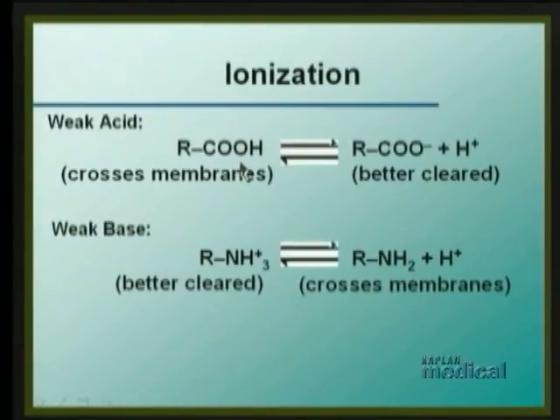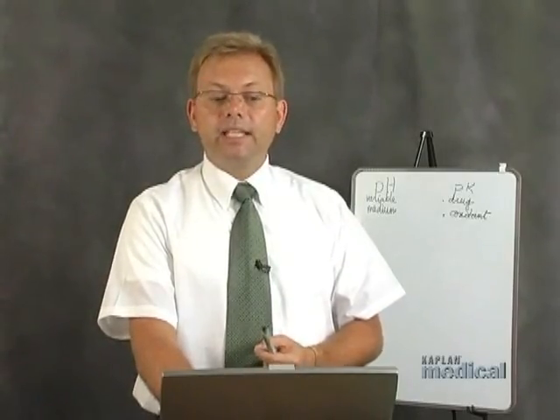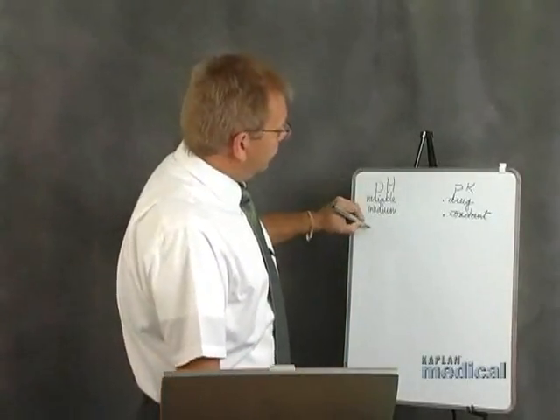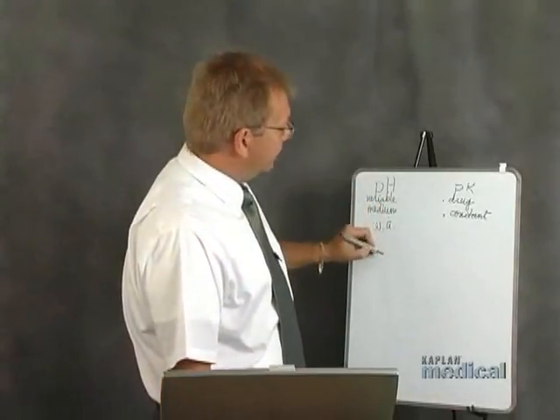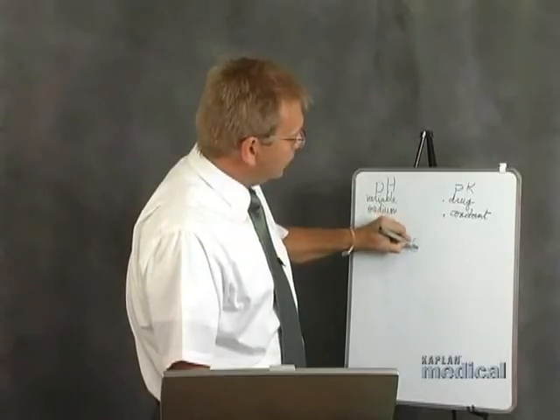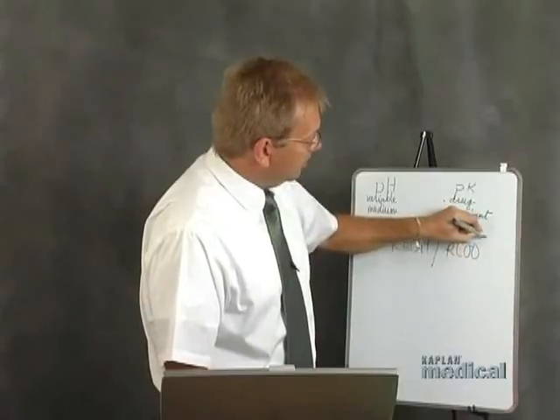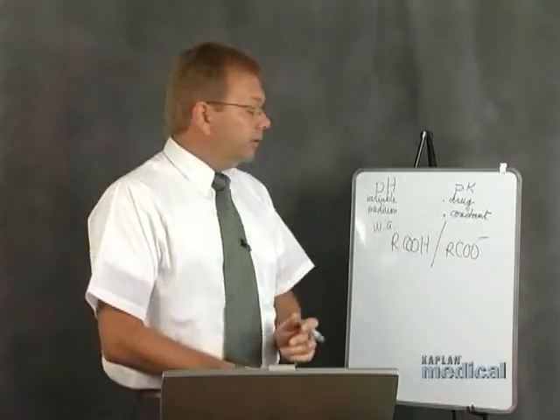When do you see the weak acid drug mainly as COOH, lipid soluble? When do you see it mainly as COO minus, water soluble and better cleared? It all depends on the pH of the medium and the pK of the drug. Let's go back to the board. If I call WA a weak acid, and if I write down the fact that it exists as COOH or COO minus, tell me a little bit about an acid medium.